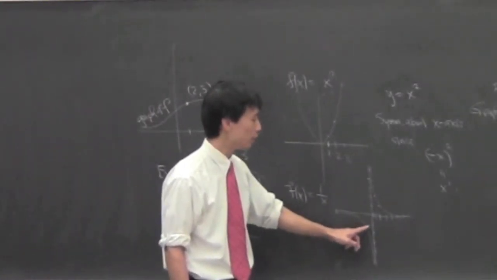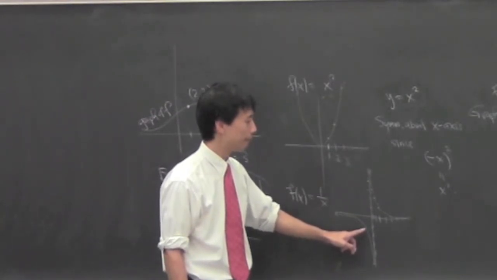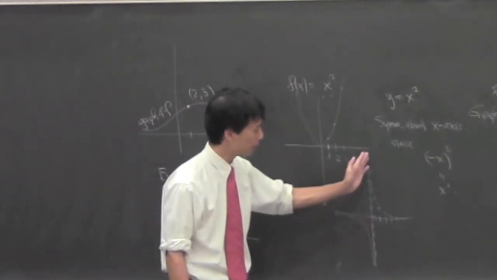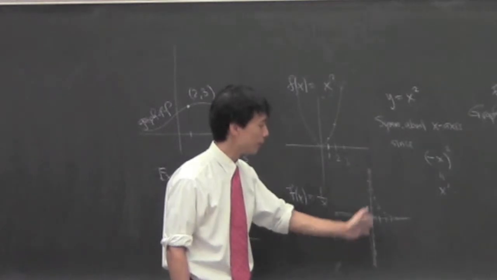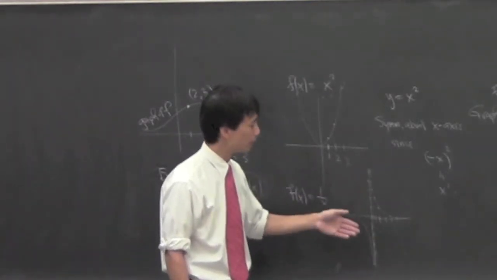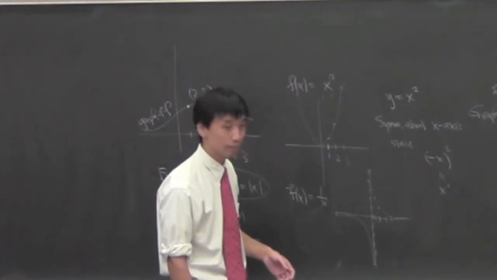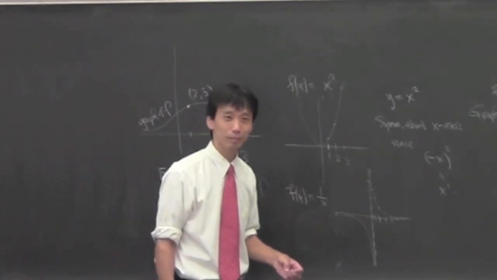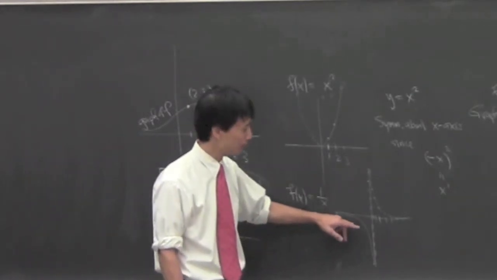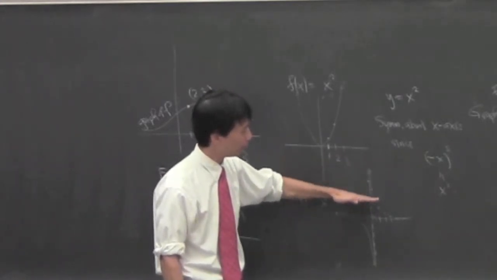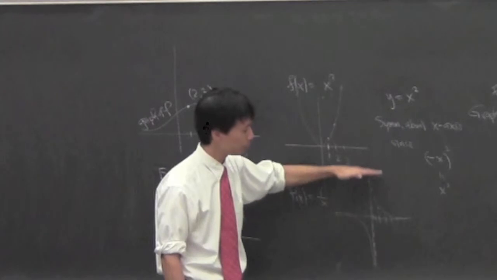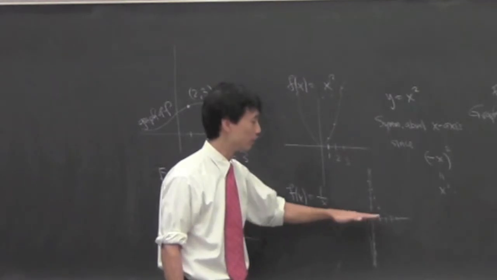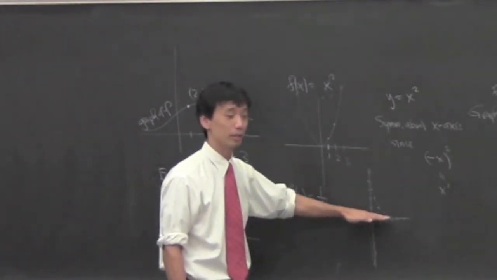Here, what's the domain? All real numbers except 0, right? Because for all x's except for 0, it's got an output. And then you look at what's the image? The same thing, right? Because I can get all positive values, I get all negative values, but I don't get 0. There's no place where I intersect the x-axis.